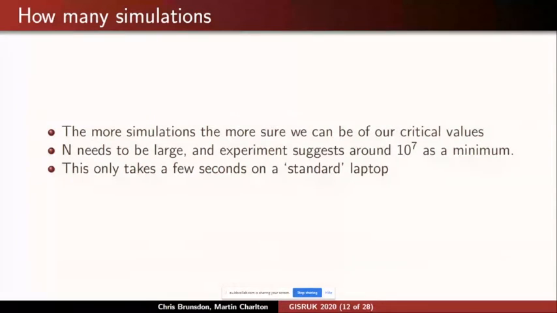Okay, so how big does n need to be? The more simulations we have, the more sure we can be that the calculations of those critical values are reasonably reliable. We did some experiments, and n does need to be reasonably large. With our data, around 10 to the 7, so 10 million simulations as a minimum, that only takes a few seconds on a standard laptop. As far as I can remember, it's pretty well all vectorized in R. And what I mean by a standard laptop is the sort that you can go to Currys to buy.